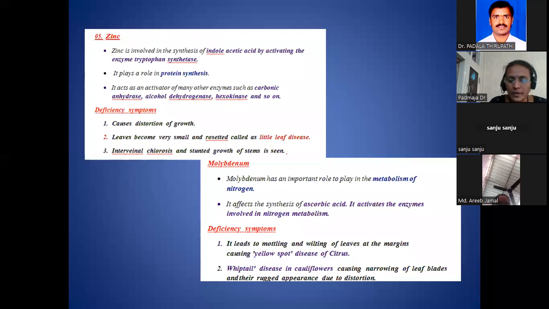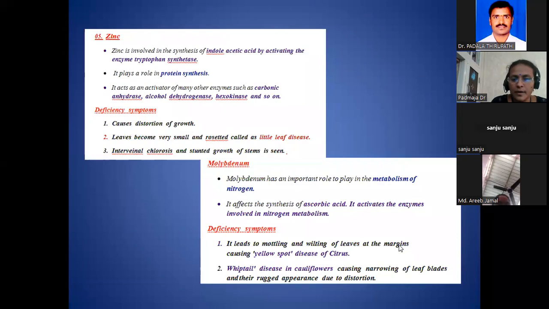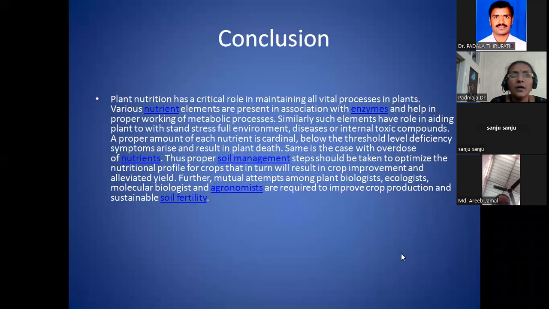These are on the citrus, and the whiptail disease is also seen in plants.